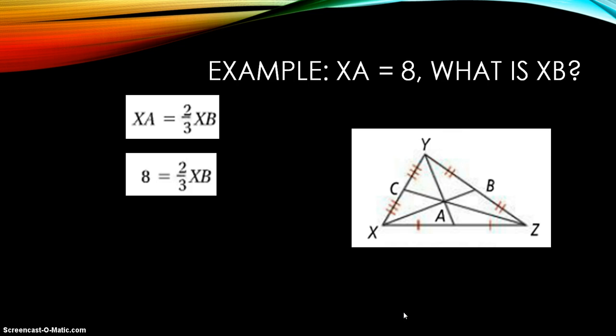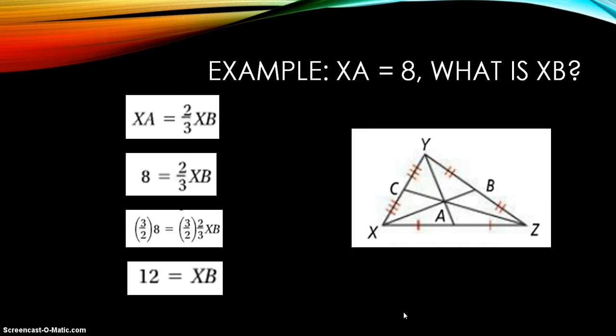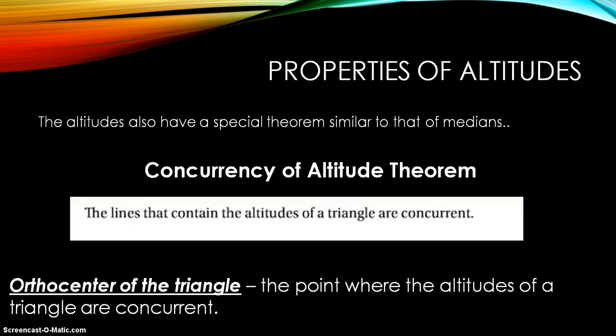Now at this time, you can either multiply by 3 and divide by 2, or you can multiply by the reciprocal. It's up to you how you want to take the process. I'm going to multiply both sides by the reciprocal. So on the left-hand side, I'll do 8 times 3 and divide it by 2, and I get 12. On the right-hand side, the 3's and the 2's cancel out, so I'm left with just XB. So my final answer is XB is equal to 12. So if XA is equal to 8, I know that AB is going to be equal to 4. You can either do 12 minus 8 or know that AB is 1/3 of XB.